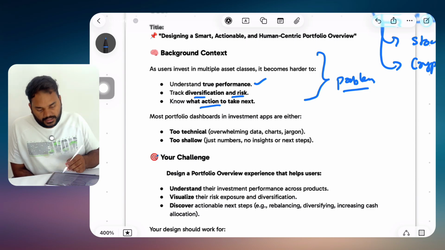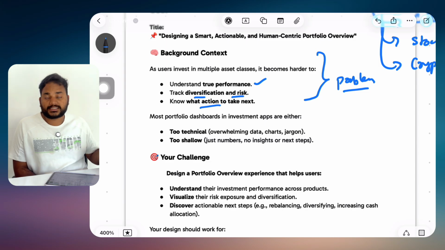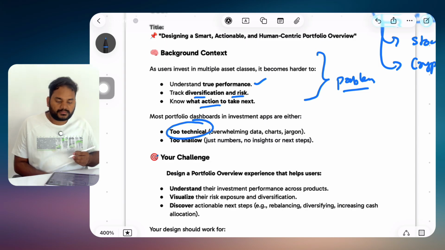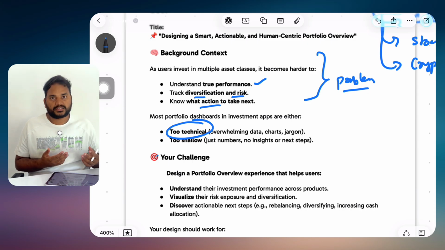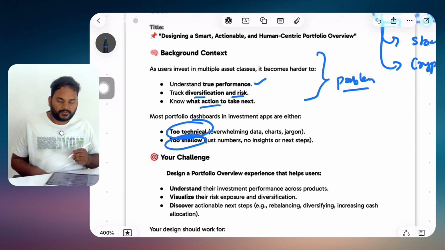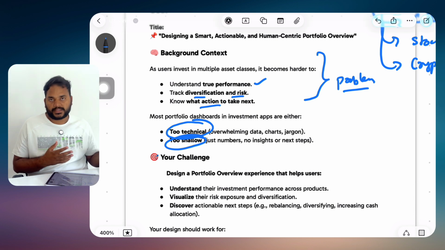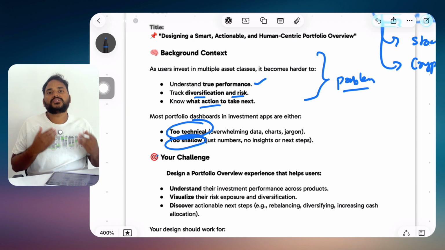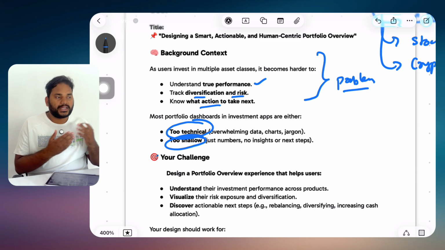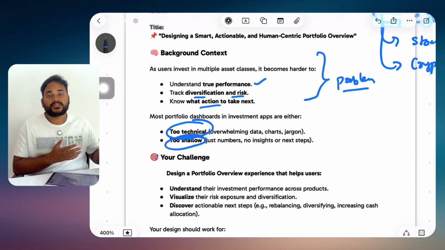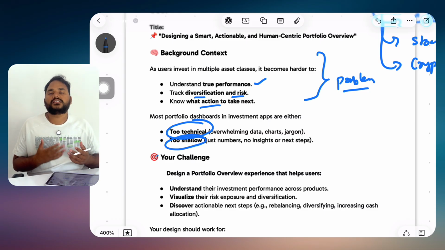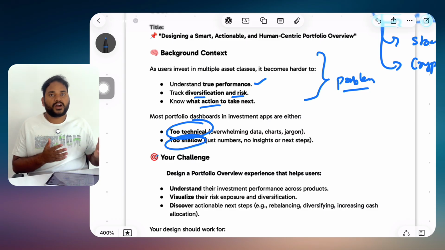So the problem is the dashboards or the designs that already exist in the market are too technical. Meaning they are overwhelming with data, charts and jargon words that the user is not able to understand and take an instant action. Next is too shallow. Whatever dashboards you see, generally they are filled up with a number of charts and numbers, and the user needs to think, okay, I need to analyze this and get to an answer. What if that could be done in some other way, the AI way, which we are seeing in the new applications? But I will tell you how I implemented that.